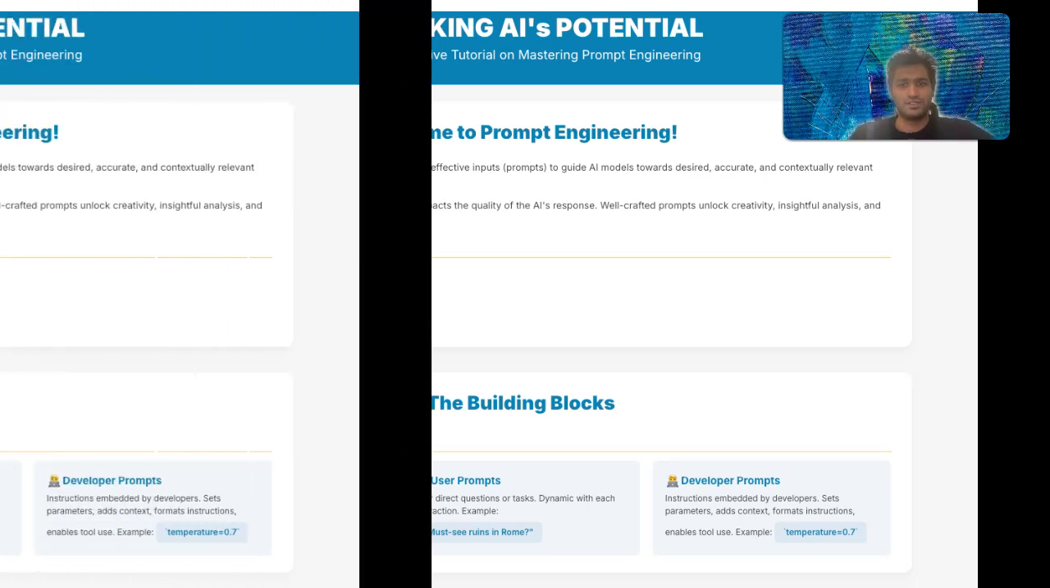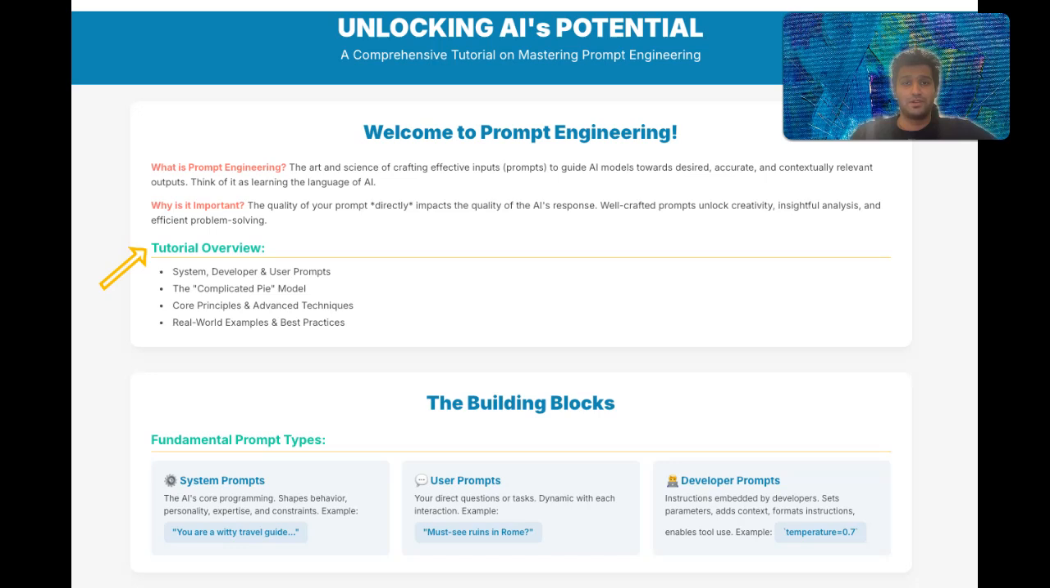We're going on a comprehensive journey together. We'll start with the fundamentals, understand the different types of prompts. Those are system prompts that shape the AI's persona, developer prompts that fine-tune its operation, and user prompts that make direct requests. We'll explore how these interact using a unique concept called the complicated pie. Then we'll dive into core principles and advanced techniques from conditional logic and iterative refinement to designing prompts that are both functional and empathetic. We'll look at real-world examples and case studies to see these concepts in action.